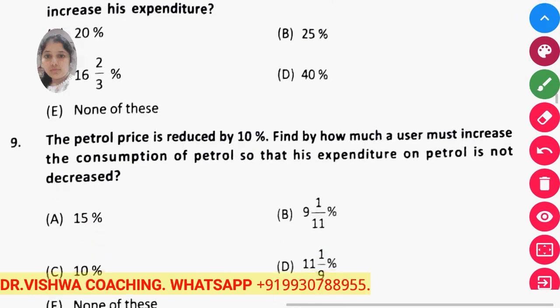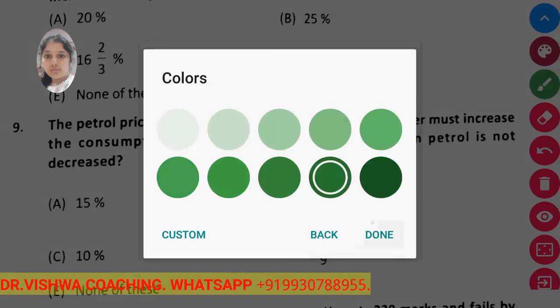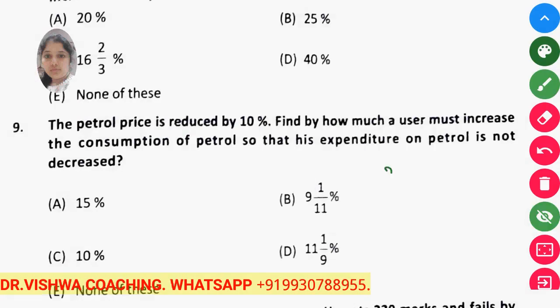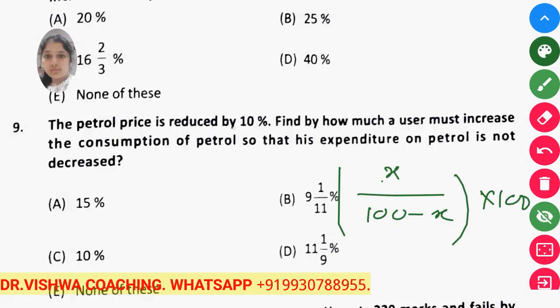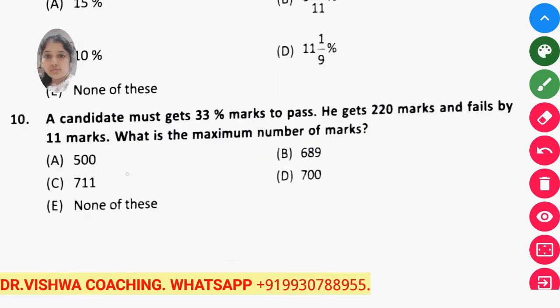Now the petrol price is reduced by 10%. Find how much the user must increase the consumption of petrol so that the expenditure on petrol is not decreased. Again, you have to use the reverse of the previous formula. The formula is x upon 100 minus x, into 100. Now x is 10. Put in the values and calculate the answer. It is for homework.